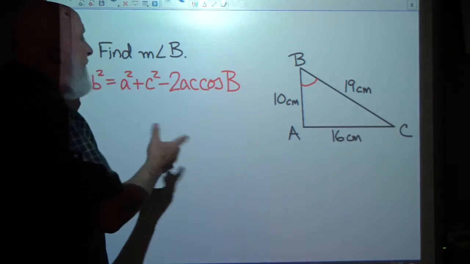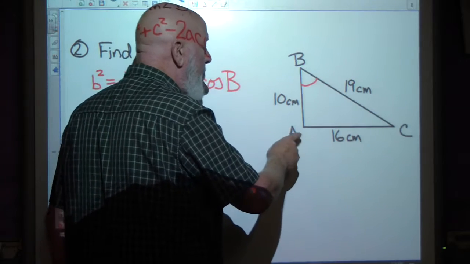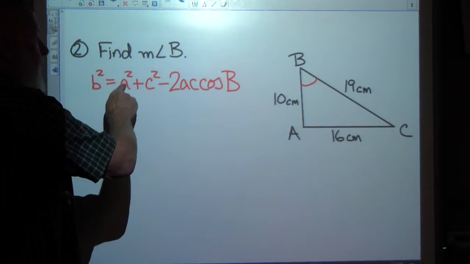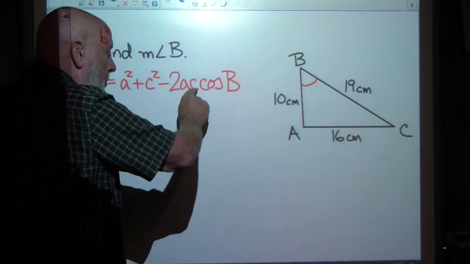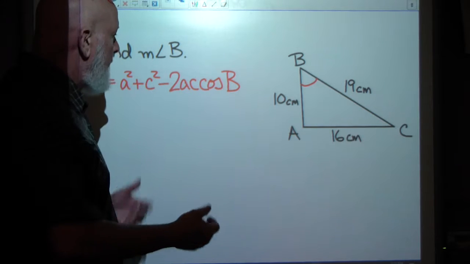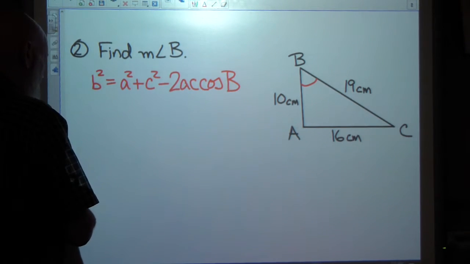Now these are for triangles that are labeled A, B, and C. If this triangle was labeled, I don't know, W, X, and Y, we would say W squared is equal to X squared plus Y squared minus 2XY cosine W. It doesn't have to be A, B, and C, but for triangles named A, B, and C, this is what it will look like.